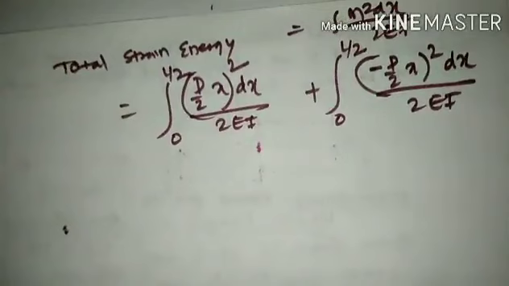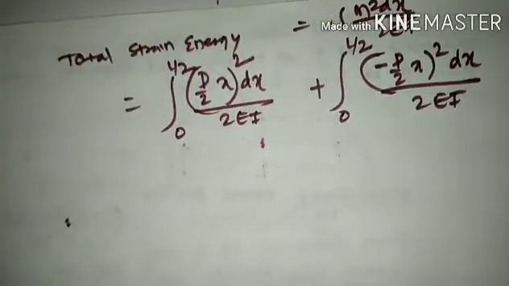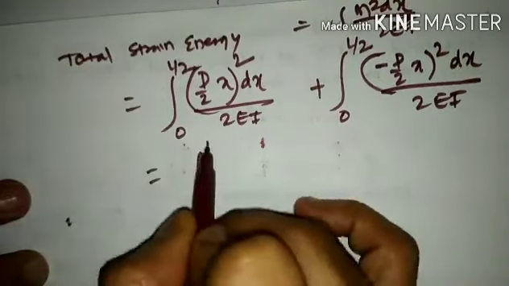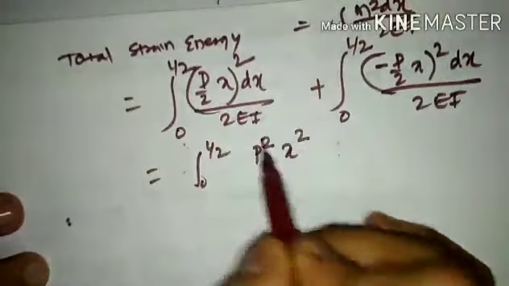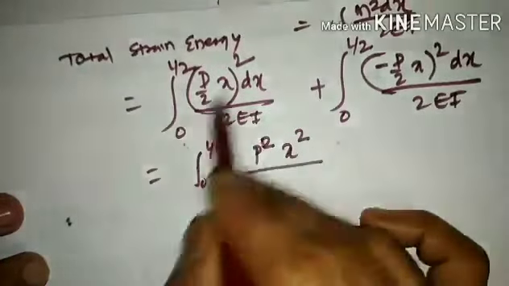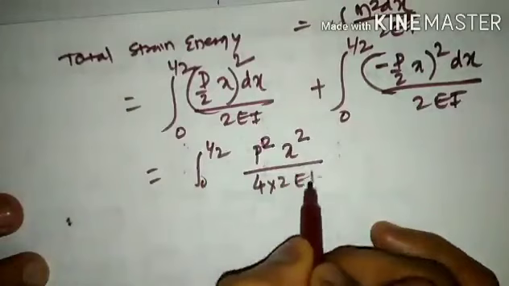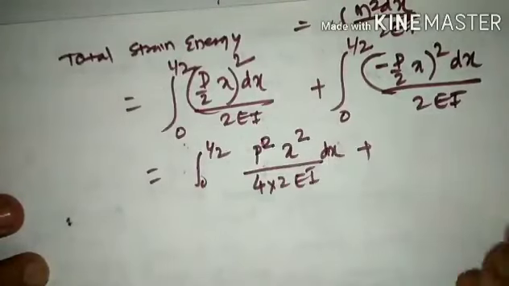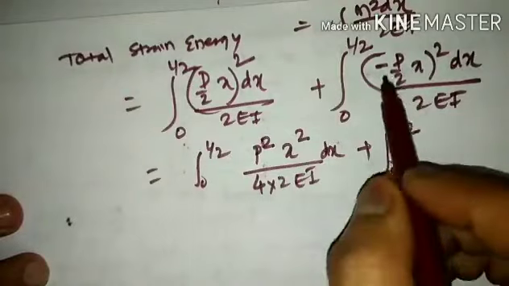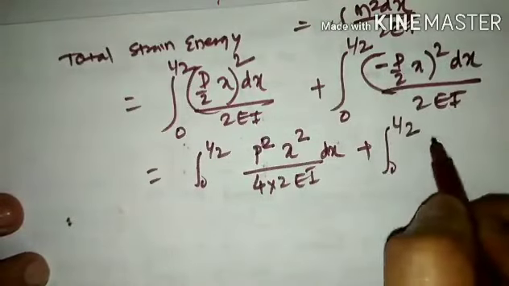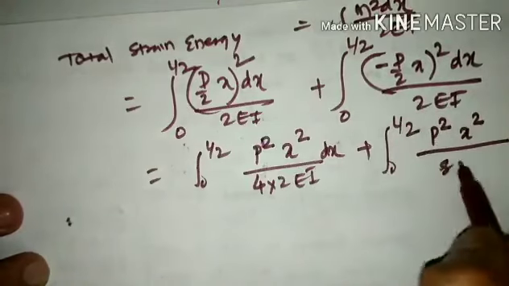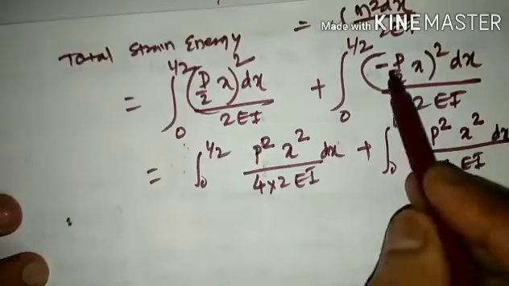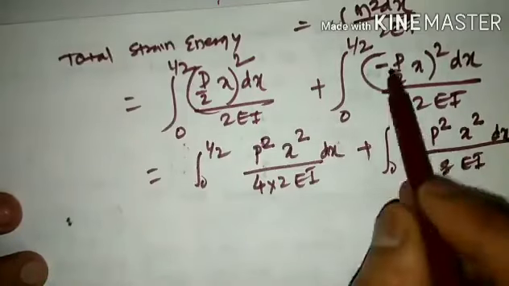Now the first task is to expand the bracket, and after expansion we need to integrate it. To start with, this is 0 to L/2. The expansion of this will be P squared x squared, divided by 2 squared, which is 4, into 2EI dx. That is the first term, plus 0 to L/2. Here minus squared will be positive, so this will be P squared x squared divided by 4 into 2, which is 8EI, dx. The only change here is that the minus is converted to positive because it is squared.